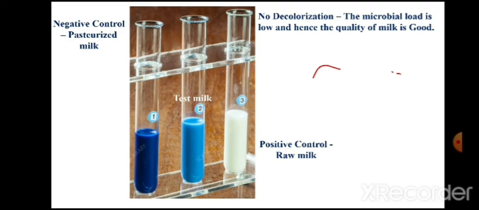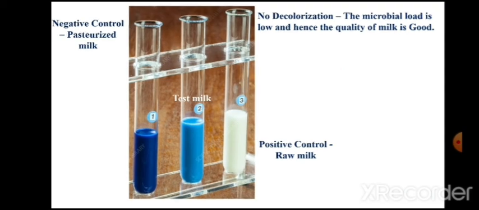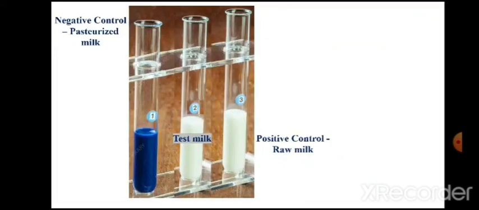So if within half an hour the color is gone, the quality of milk is very poor. But if after 5 hours the color stays, it is blue, it indicates that the milk is of excellent quality. So that is the parameter.